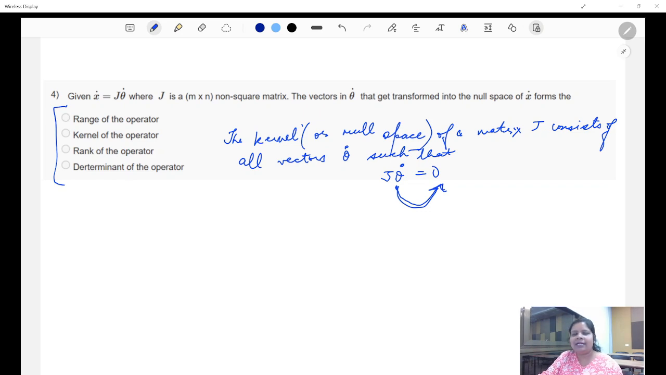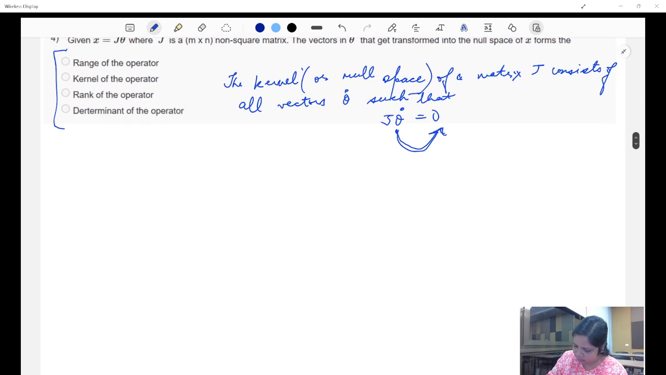X dot is 0. So let's say you have your hand, which is a 7-DOF manipulator, and you are just holding this pen. When you are holding the pen, you are moving all your elbows and shoulders, but there is no effect on the end effector. These vectors represent the internal motions of the manipulator that do not affect the end effector position or orientation. And this often occurs in redundant manipulators, right?